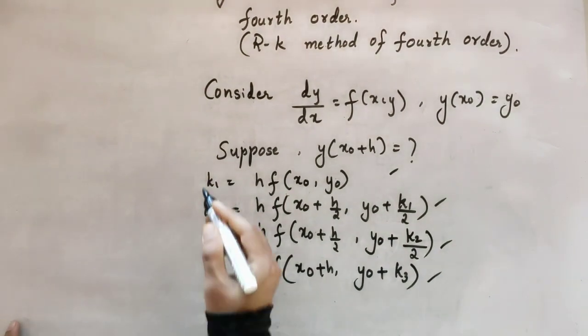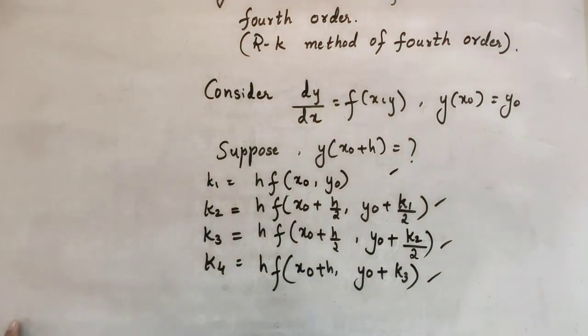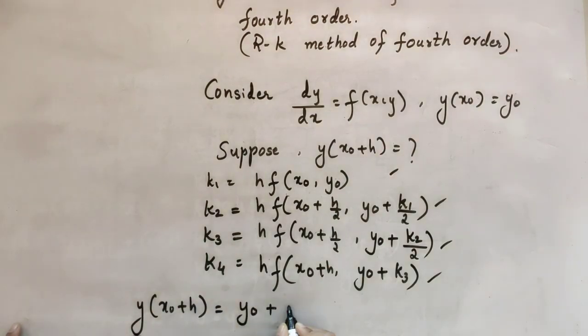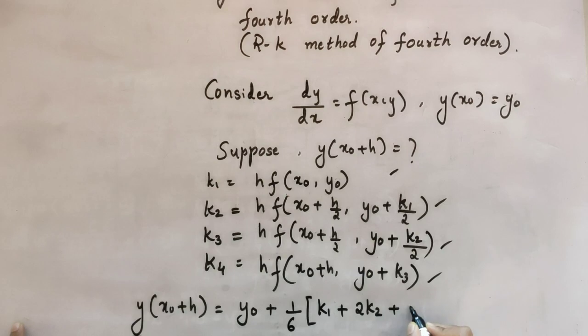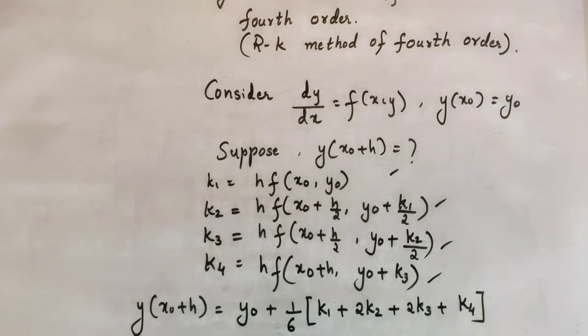So how are we going to use them in the formula? The formula for the value y of x naught plus h is given to be y is equal to y naught plus 1 by 6 times k1 plus 2 times k2 plus 2 times k3 plus k4. Now you all need to memorize this formula or try to remember this by taking certain hints.